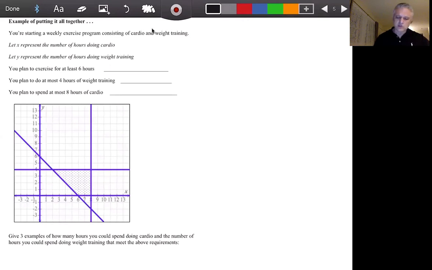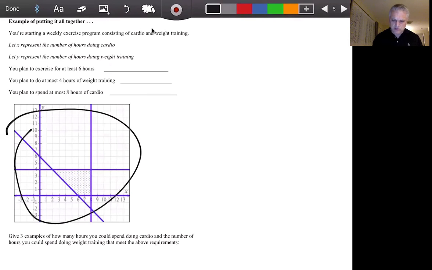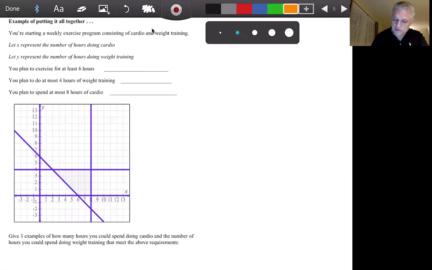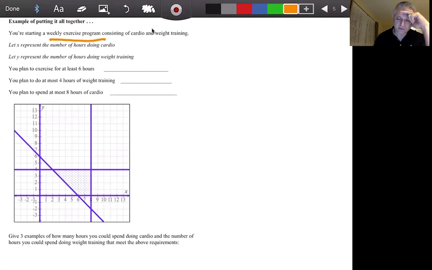So let's just look at the question and see how they got this answer. It's a nice graph, by the way. My kudos to whoever did the graph. So, a weekly exercise program. The weekly exercise program consists of cardio and weights. It's a pretty sound program.